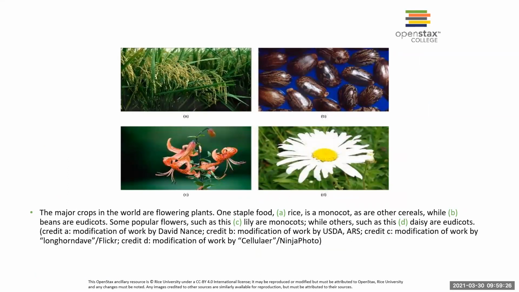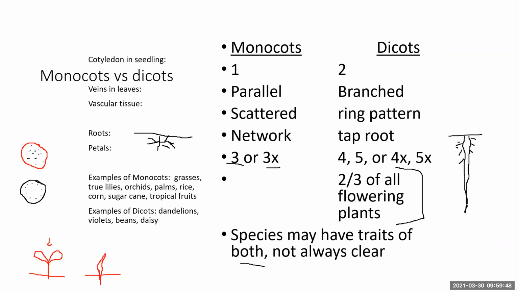And so here are some examples of monocots and dicots. So you have rice, which is a monocot, other cereal grains. Beans are dicots. This lily is a monocot, and this daisy is a dicot. Okay, and so those are just some examples. And so you'll want to know this little comparison summary, right? So you'll want to know that monocots are one cotyledon, they have parallel veins, they have scattered vascular tissue, they have network of roots, petals are in 3s, and maybe like an example or so. Same thing with dicots. You'll want to know those typical characteristics of that group.